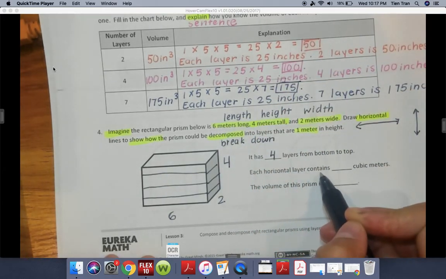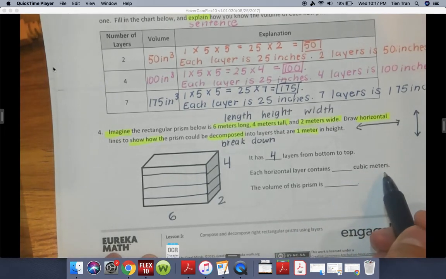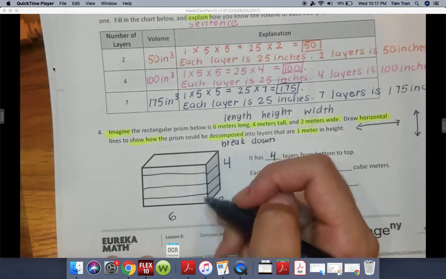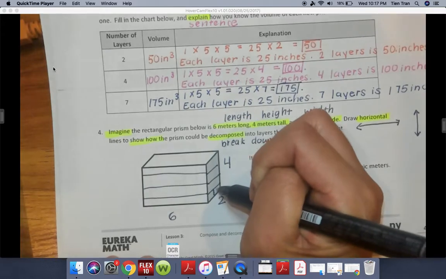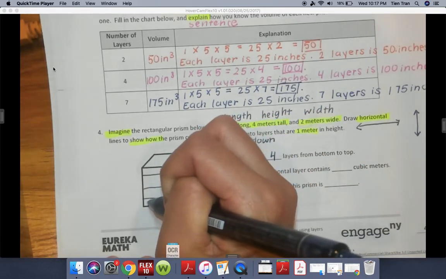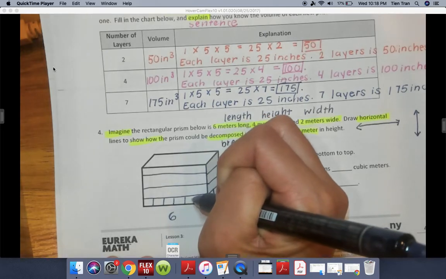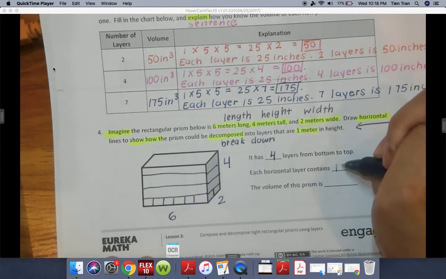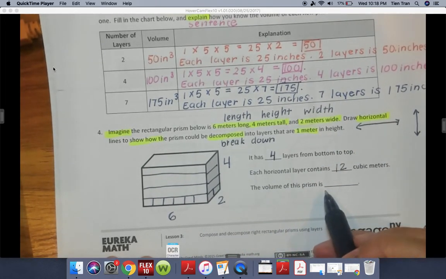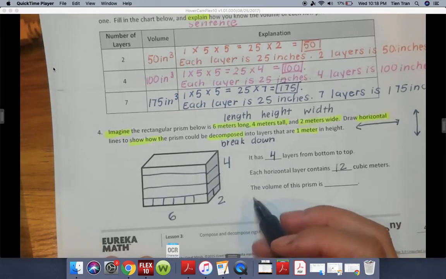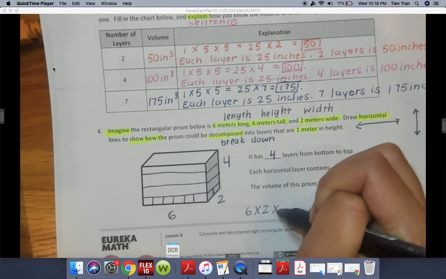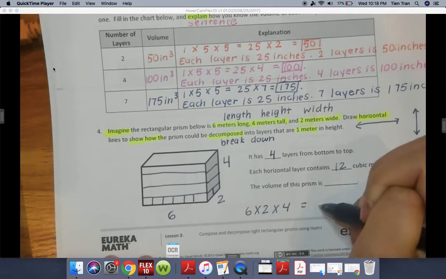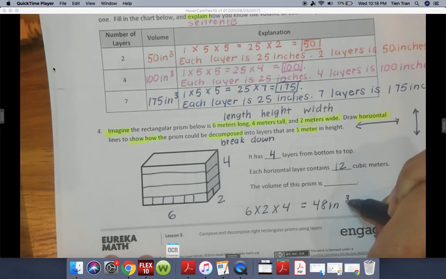Each horizontal layer contains how many cubic meters. So they're asking me how many cubic meters are in each layer. If I were to draw all my little cubes, this one has 2, and then I continue on, this one would have 6, 1, 2, 3, 4, 5, 6, right? If I were to multiply it, 6 times 2, I would get 12 cubic meters. The volume of this prism is what? And I told you, to find volume, you are multiplying 6 times 2 times 4. 6 times 2 is 12, and 12 times 4 is equal to 48 meters cubed.